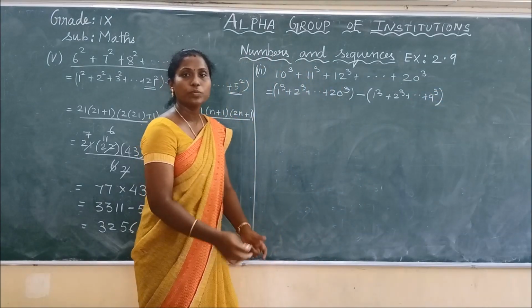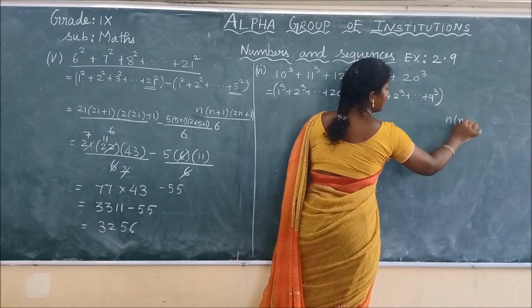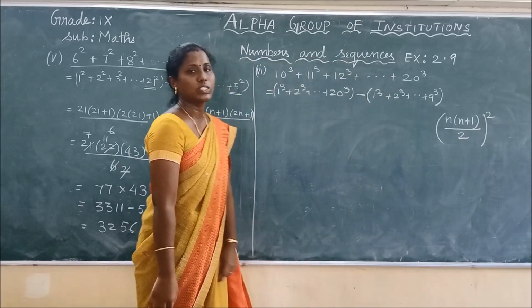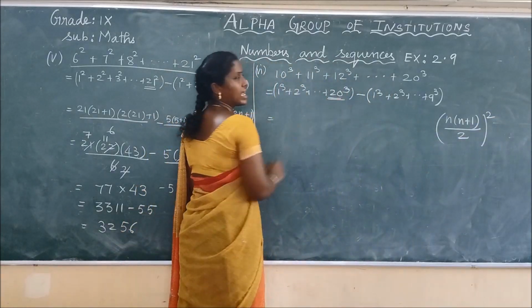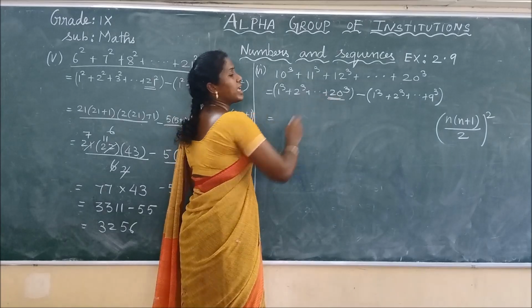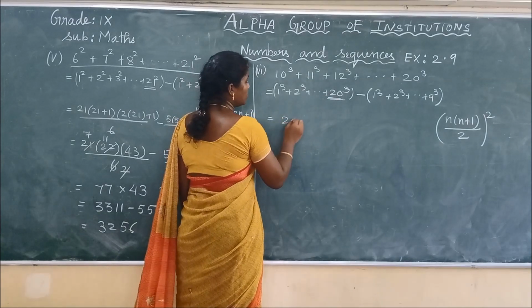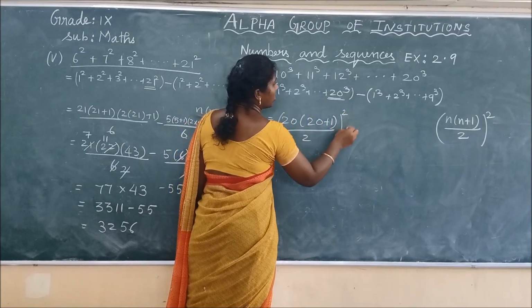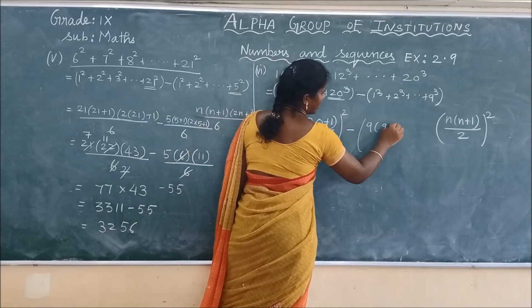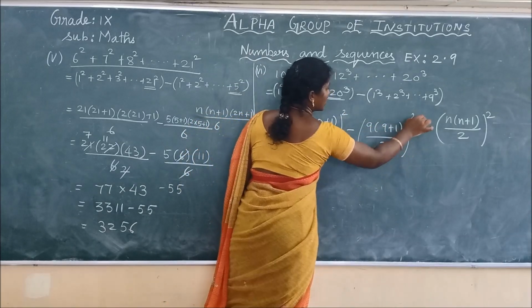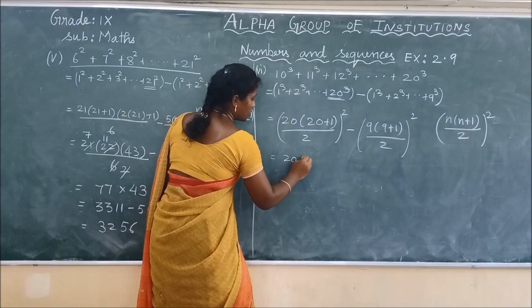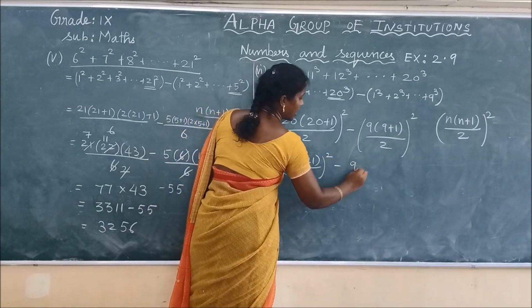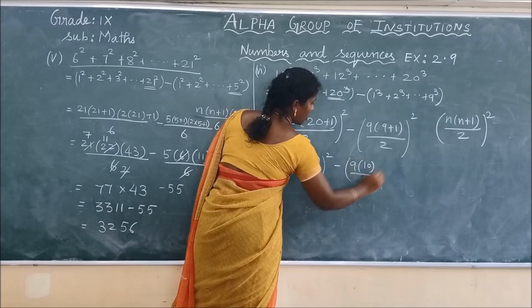Cubes of natural numbers: what is the formula to add the cubes of natural numbers? n into n plus 1 by 2, the whole square. Just apply it. What is n here? The last number. So take the last number as n. So 20 into 20 plus 1 by 2, the whole square, minus 9 into 9 plus 1 by 2, the whole square. So 20 into 20 plus 1 is 21, by 2 the whole square, minus 9 into 10 by 2, the whole square.